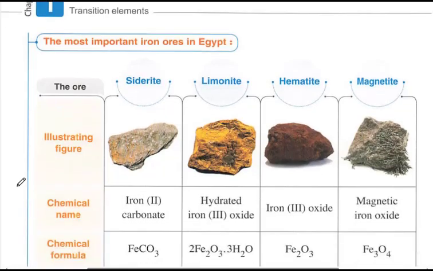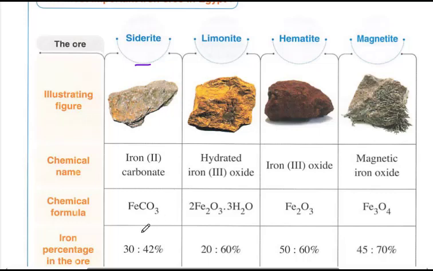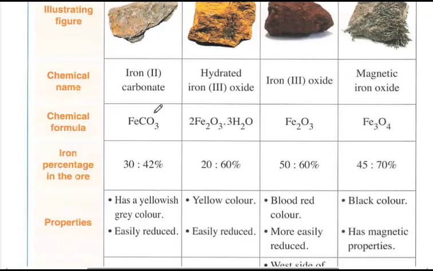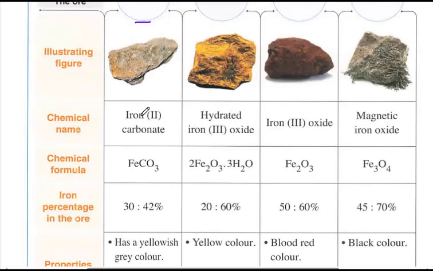The most important ores are four ores. These are the general ores of iron. One is the siderite. Siderite is ferrous carbonate or iron(II) carbonate. So its iron percentage is 30 to 42%. Okay, it is yellowish gray color. It is easily reduced.